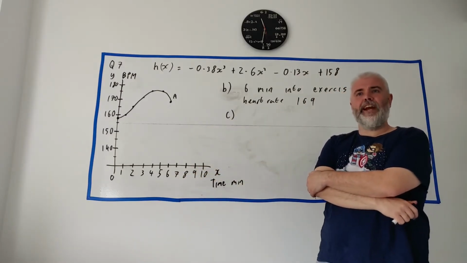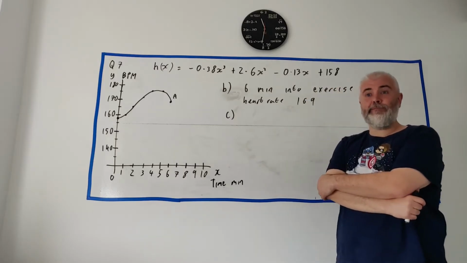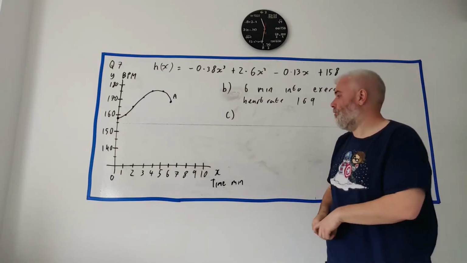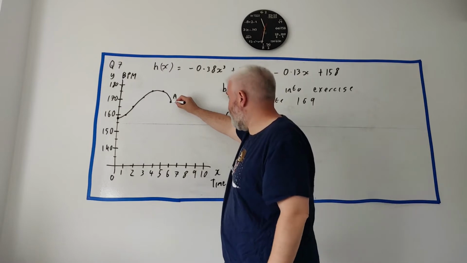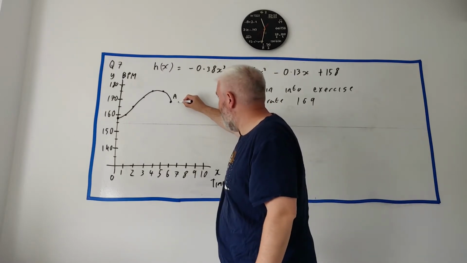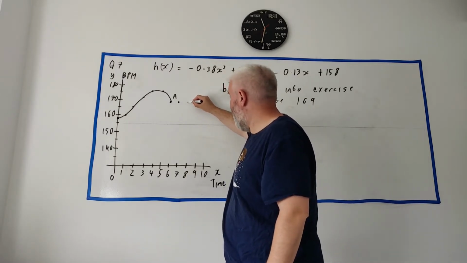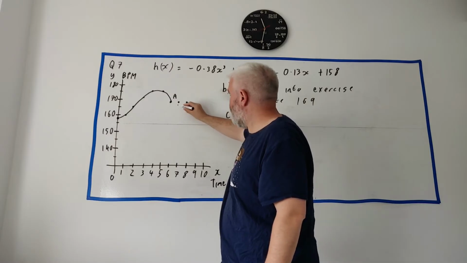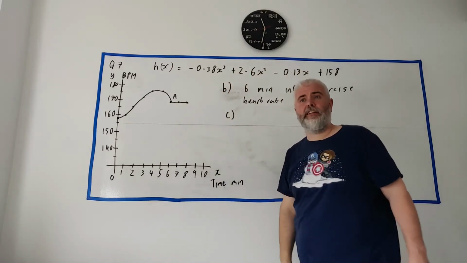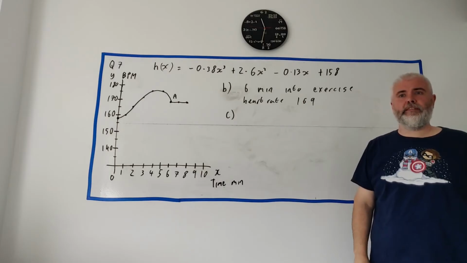So they tell us his heart rate stays at the same level for the next 2 minutes. So at 6 minutes it's 169. That means at 7 minutes it's 169, and at 8 minutes it's 169. So that's what it looks like there for the next 2 minutes.